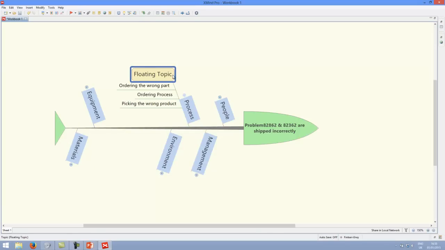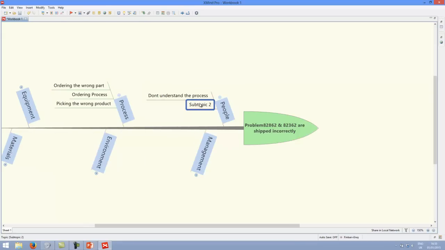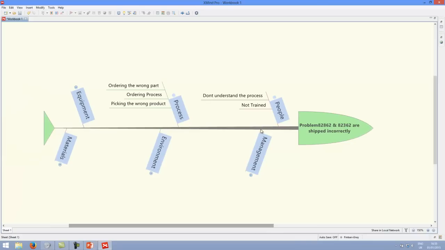When it comes to people, there's a possibility that people don't understand the process. There's a possibility that people are not trained. Under management, there's a possibility that it could be culture. Maybe the culture in the organization is to tell people to pick things very, very quickly. Maybe the culture is, well, if we don't have the product, send them another product that's similar.